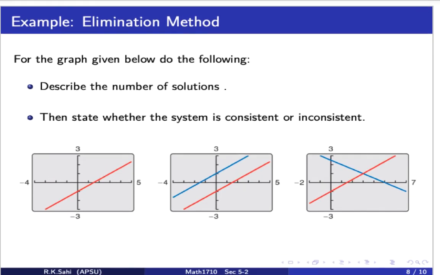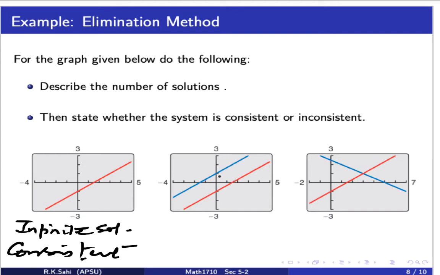Now we're going to do one example. Look at these graphs and say which one looks like what. These three graphs are given. We would like to know the number of solutions and whether it is consistent or inconsistent. We have seen the graphs many times. If we have one single line, that means infinite solutions, and the system is consistent.